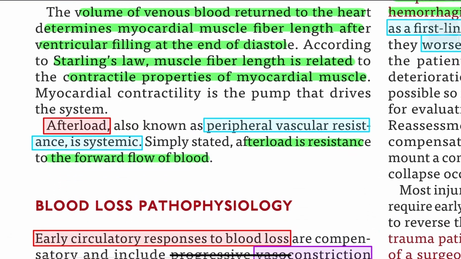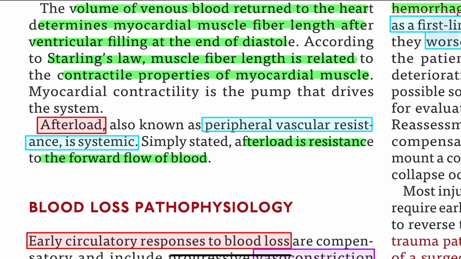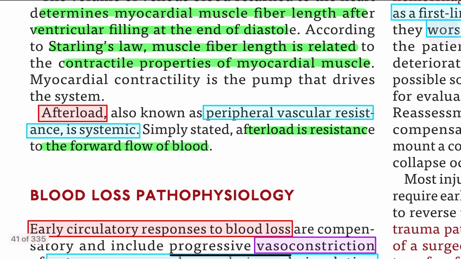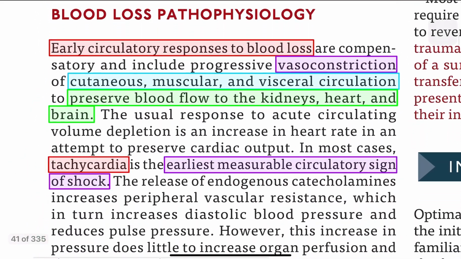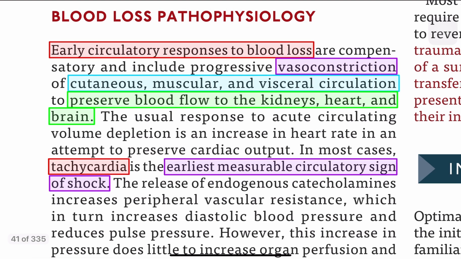The afterload is also known as peripheral vascular resistance, that is systemic. Now, blood loss pathophysiology. The early circulatory response to blood loss is vasoconstriction of cutaneous, muscular and visceral circulation, to preserve blood flow to the kidney, heart and brain.